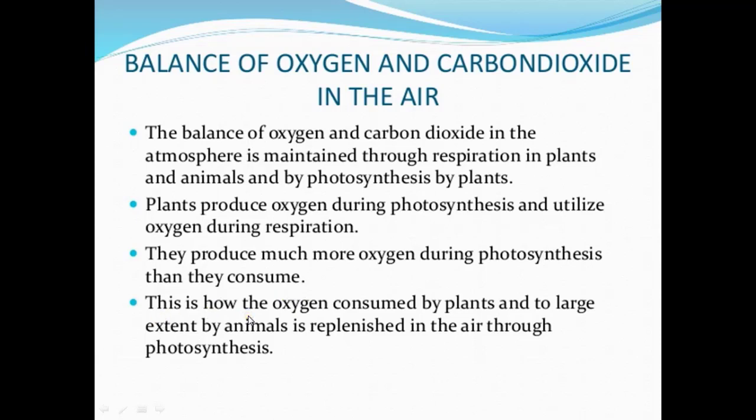This is how the oxygen consumed by plants, and to a large extent by animals, is replenished in the air through photosynthesis. The plants are giving us oxygen, whereas they are using the carbon dioxide which we are releasing. They use that carbon dioxide and make their food with the process of photosynthesis. This is the way by which they balance the oxygen and carbon dioxide in the air.